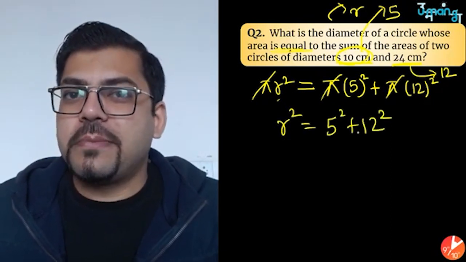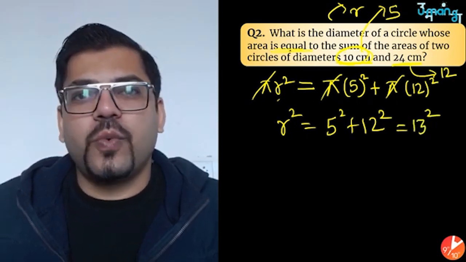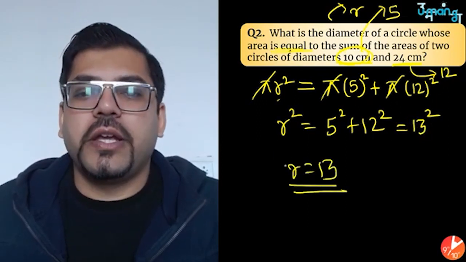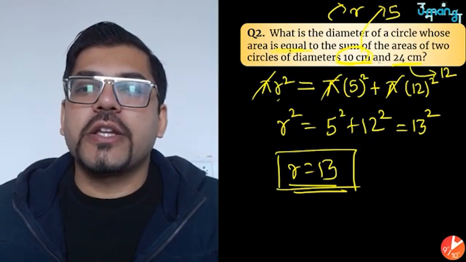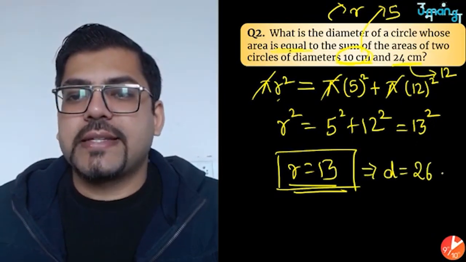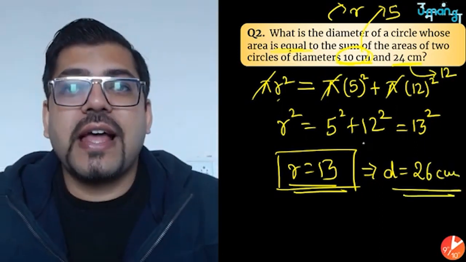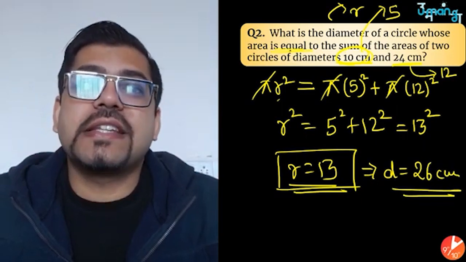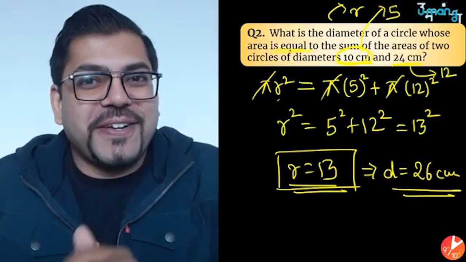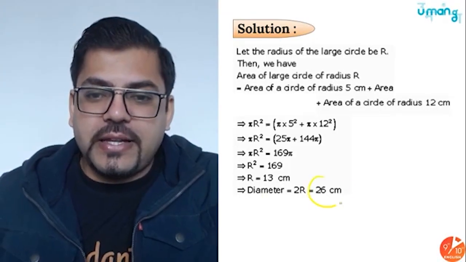Don't you feel it's a Pythagorean triplet? So 12 square plus 5 square is undoubtedly 13 square. 169, just calculate it. So hence you get very easily r equals to 13. And you got that if this is the radius, this implies diameter is 26 centimeter. So the diameter of the circle, which is having same area as equal to the sum of these two circles, is going to have a diameter of 26 centimeter. Fine, got it? Chalo. So 26 centimeter is the final answer.